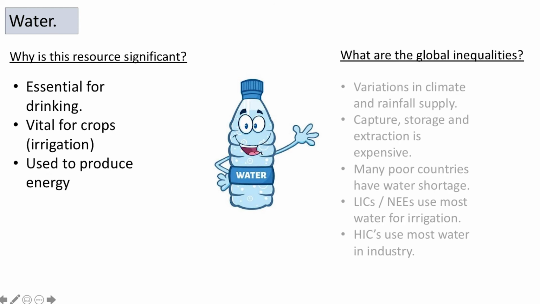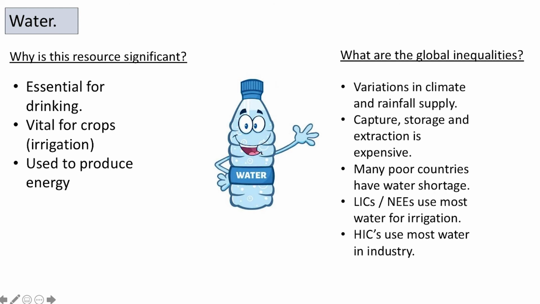Okay, so the global inequalities. There are global inequalities because of climate and rainfall supply. Water scarcity can happen even within a country. So some regions might be nearer to a river or a water source, whereas other areas might be in a drier part of that country with a different type of climate.